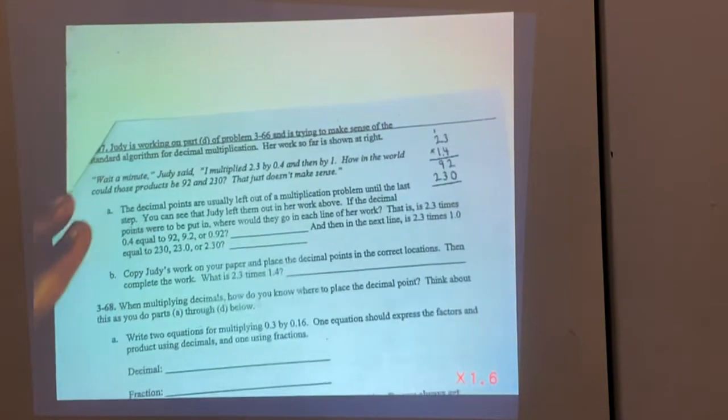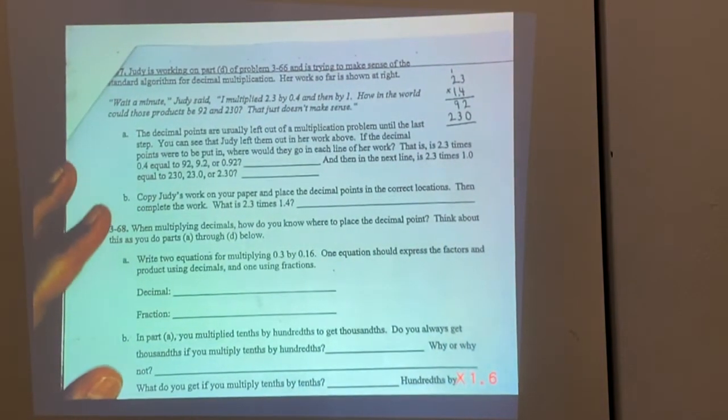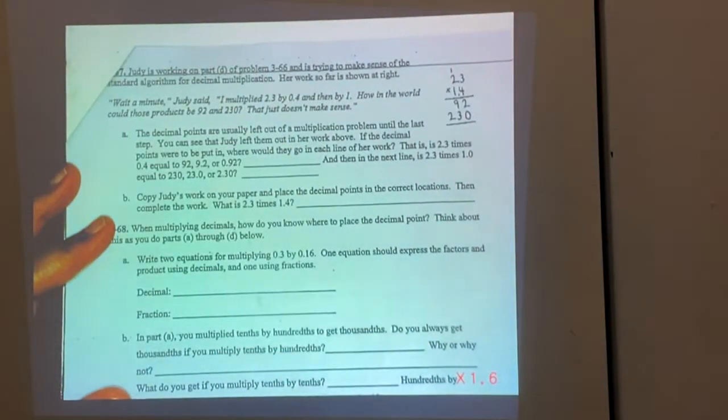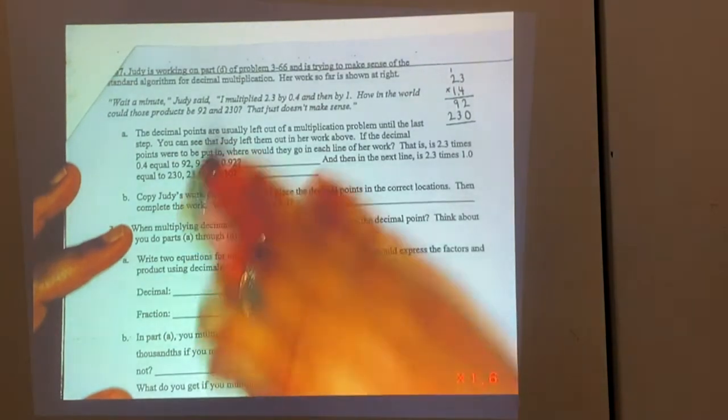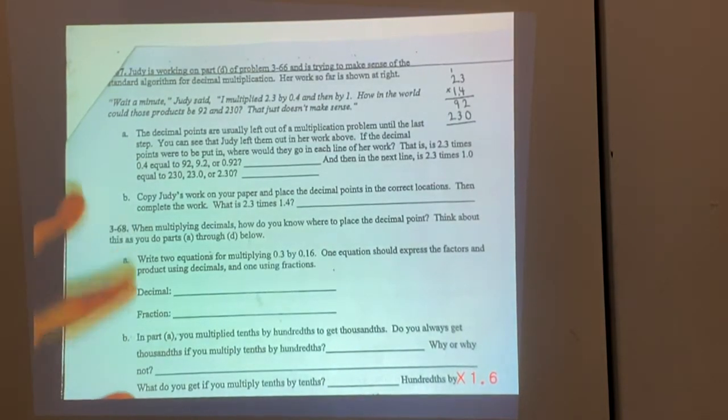Question 67. Judy is working on part D in the previous problem, trying to make sense of the standard algorithm for decimal multiplication. Her work so far is shown at the right. Okay. Wait a minute, Judy said. I multiplied 2.3 by 0.4 and then by 1, excuse me. How in the world should those products be 92 and 230? That doesn't make sense.